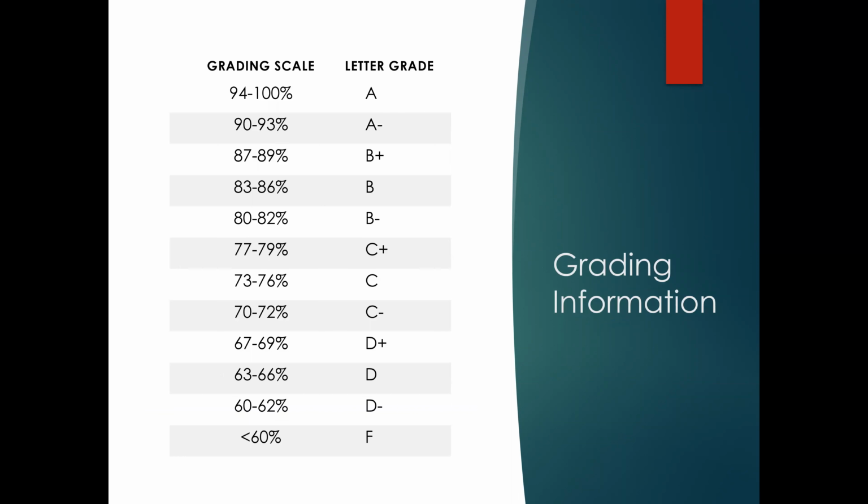Before we do that, this slide provides grading information. This is fairly standard for Stony Brook courses. So if you are able to get 94% to 100% in the final score, you will receive an A. 90 to 93%, you will receive an A minus, etc.